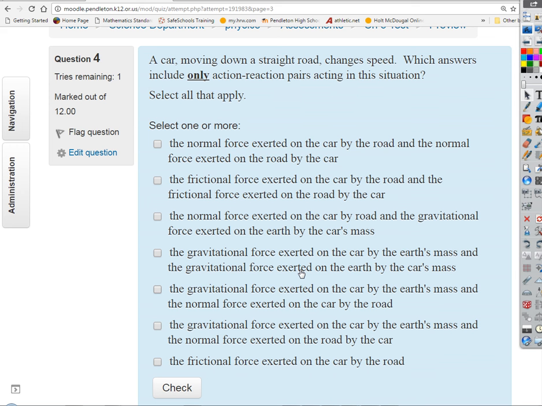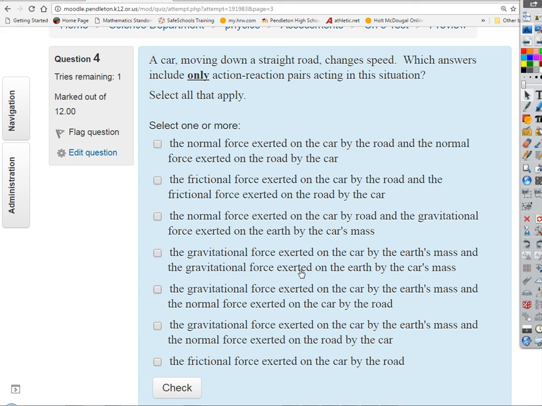What are action-reaction pairs? This is Newton's third law. For every action force, there's an equal and opposite reaction force. I think the best definition is that forces always occur in action-reaction pairs.